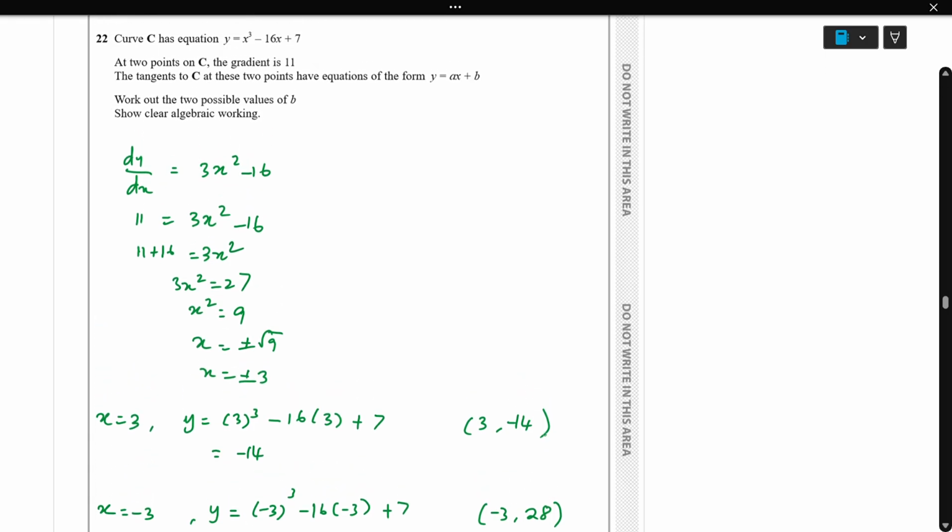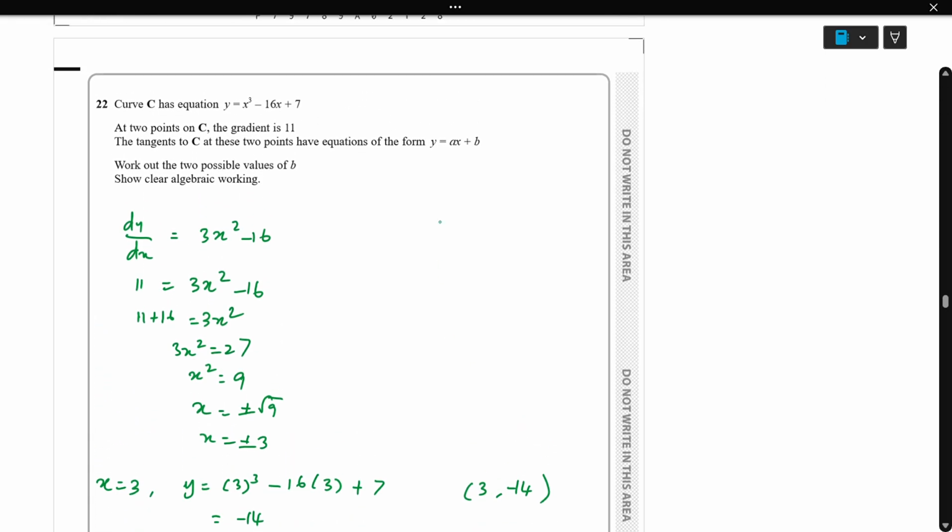Now we have the two different coordinates. There are two lines, two tangents at the 2 points. Both of them have gradient 11, because the tangents to C at the 2 points have the equation given here.